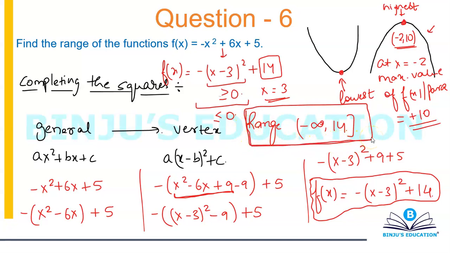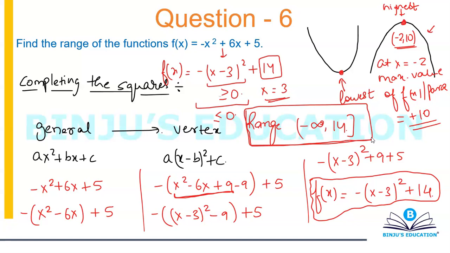Because 14 is the maximum value. All possible values or all values less than 14 are possible. So this is the way you calculate range for a quadratic equation using the concept of completing the squares, because you need to know the vertex.